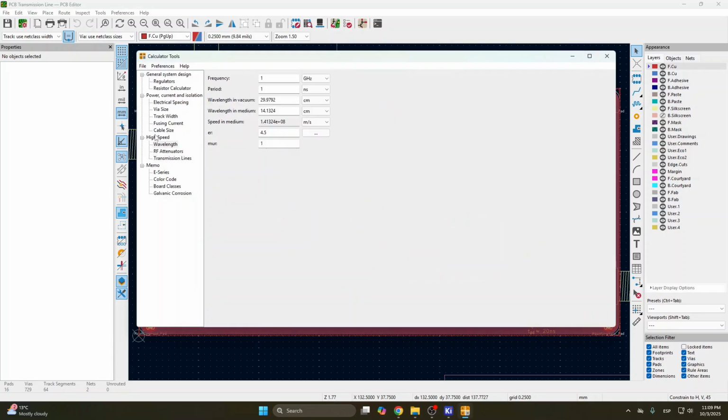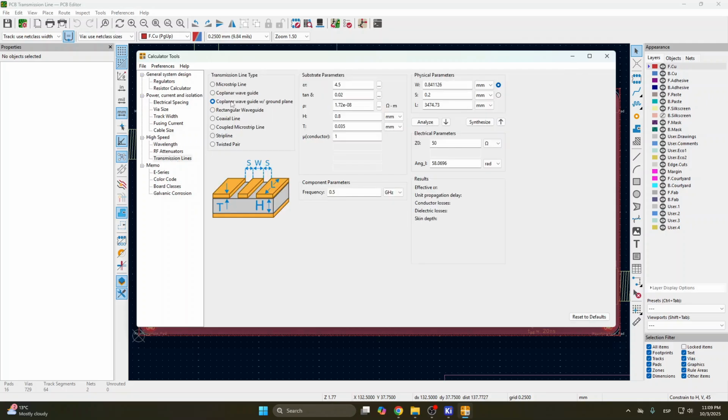Here under the high speed section, you can click on transmission lines, and it will prompt you to enter certain values or parameters in order to calculate the geometry of your trace to achieve a specific characteristic impedance. For transmission line type, I chose coplanar waveguide with ground plane, which is the structure that I chose for my PCB trace.